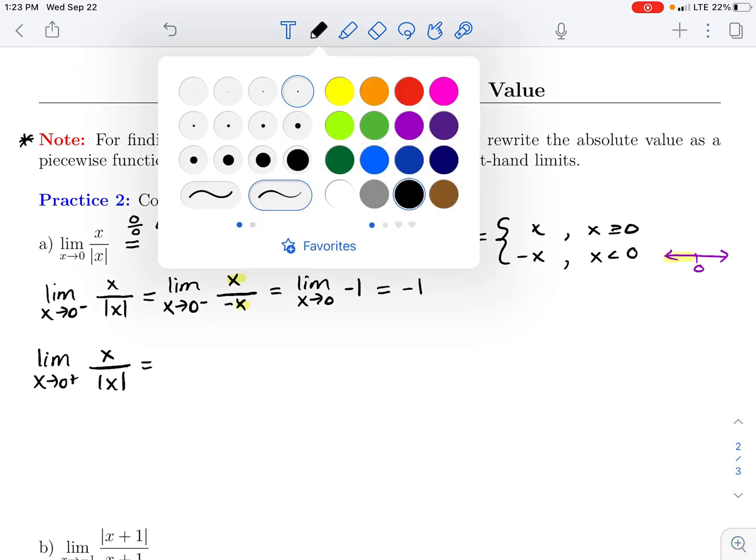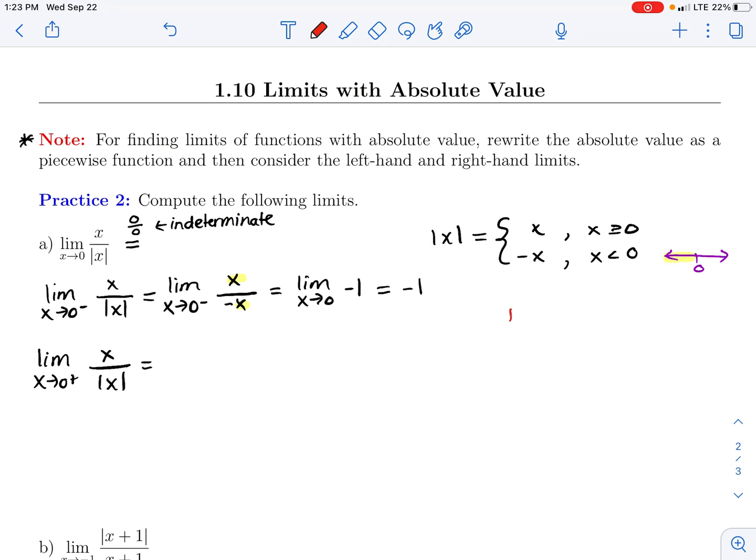But in general, just so you know, this is actually a rule here: the limit as x approaches c of a constant k is just k, where k is a number.